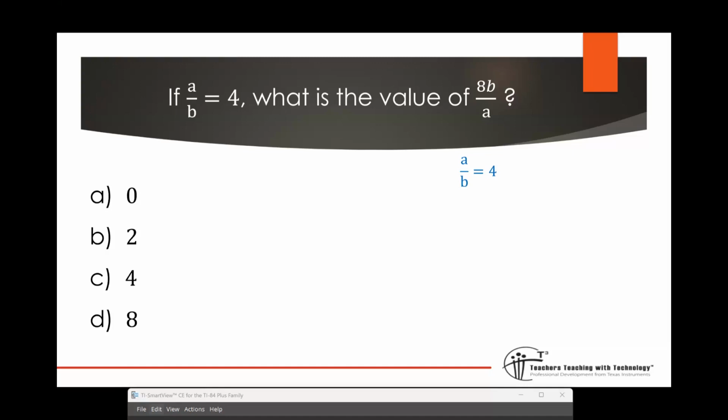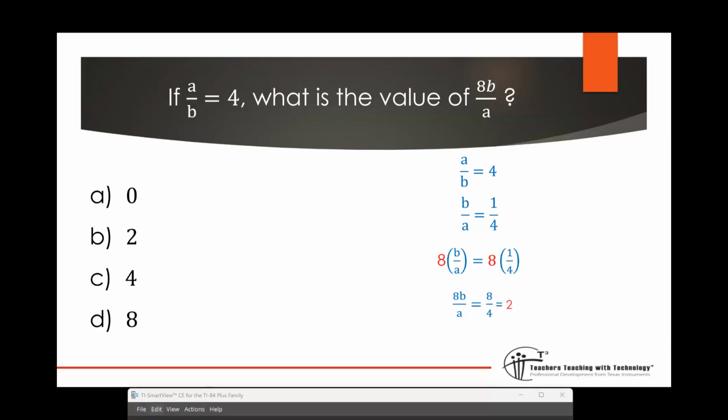Yeah. So in math class, we'll start off with what we're given, and we're just going to try to modify this to make this look like 8b over a. So do the reciprocal on both sides, multiply both sides by 8, and we get an answer of 2. And that's the traditional way, right? The answer is letter B.